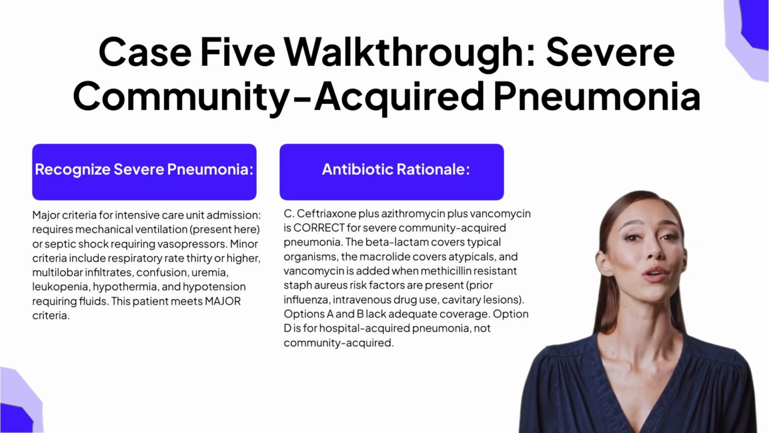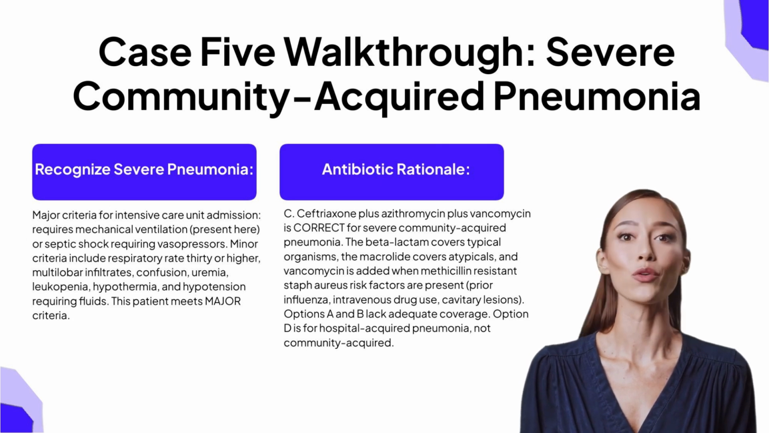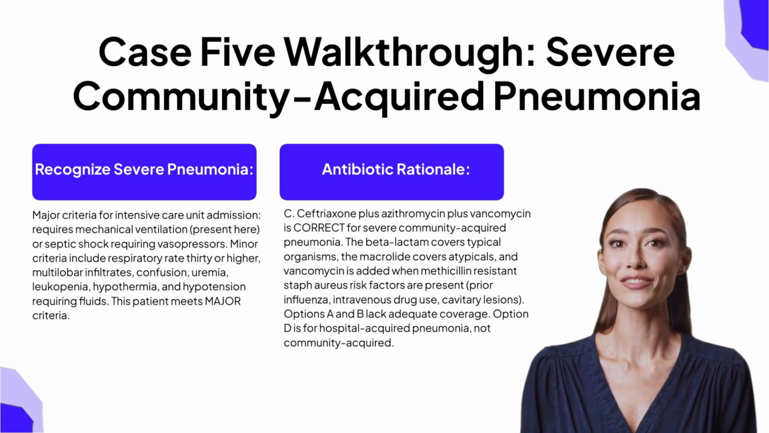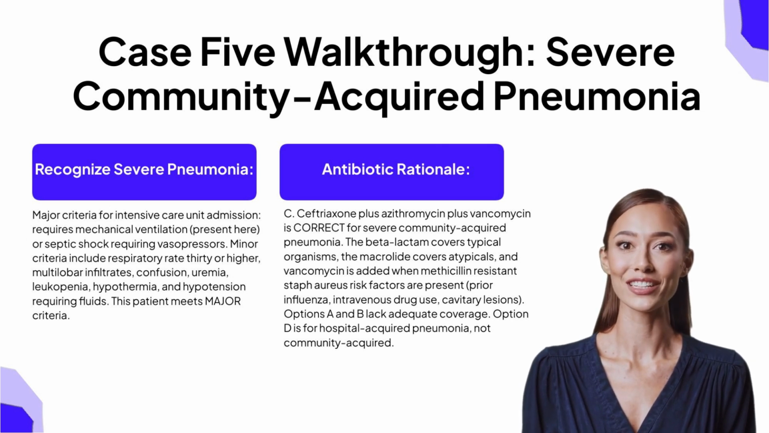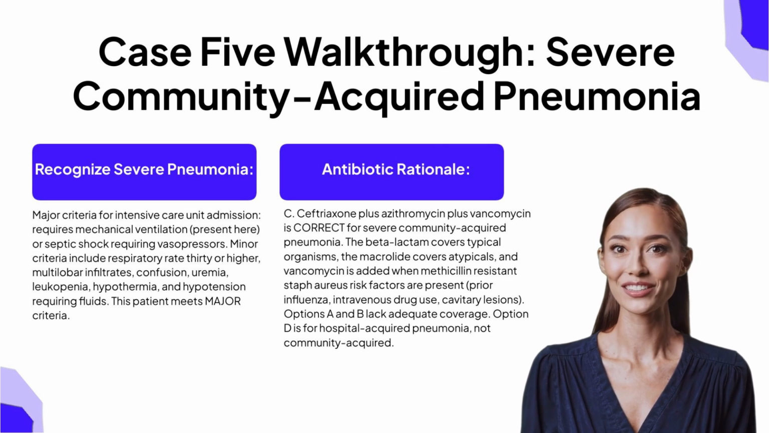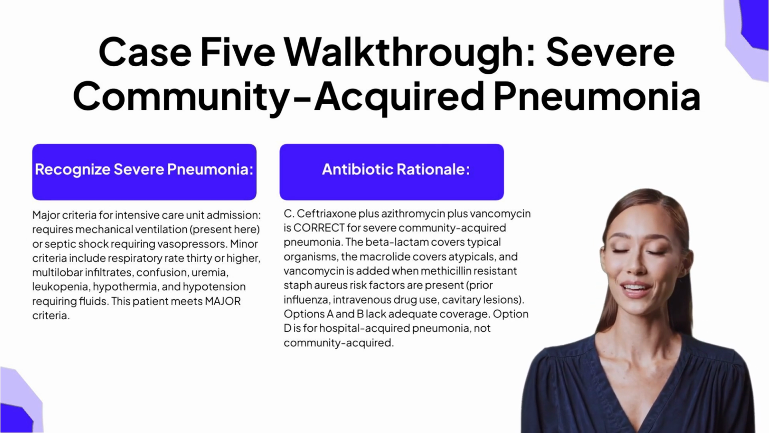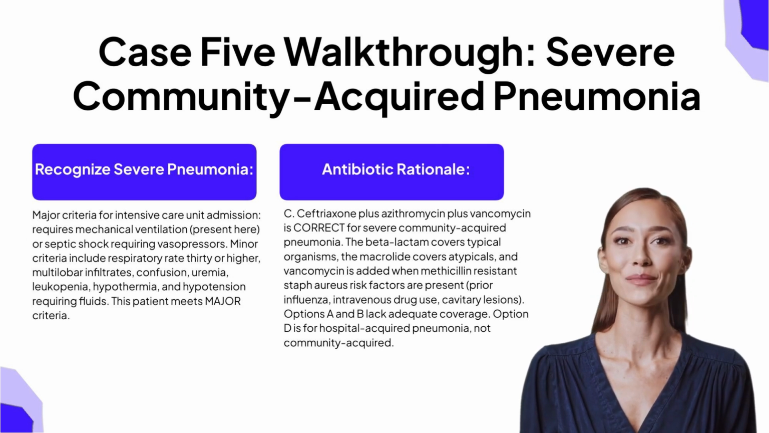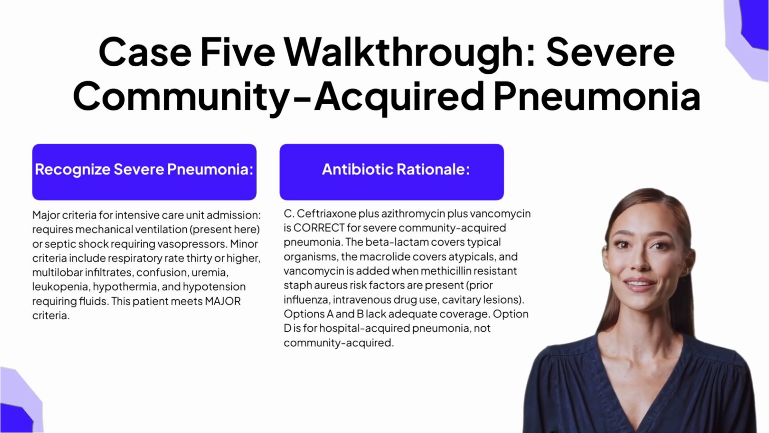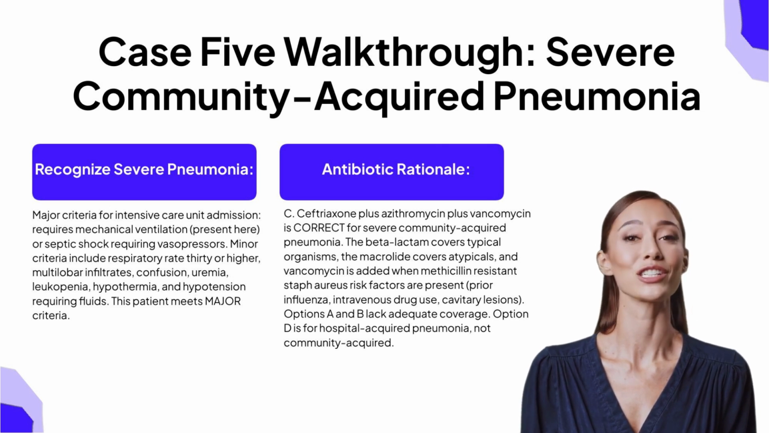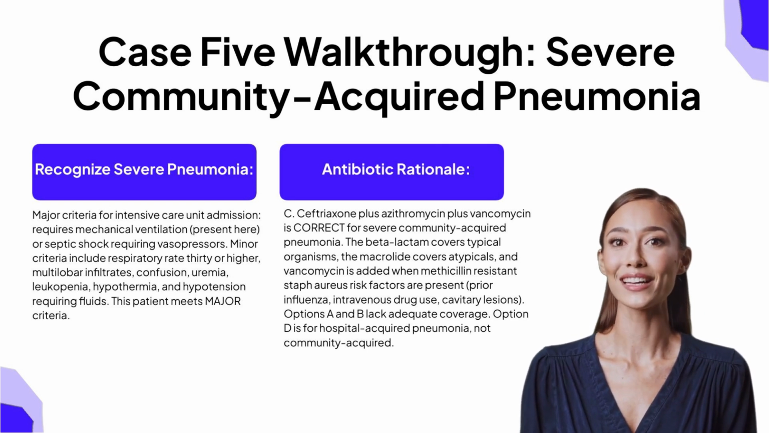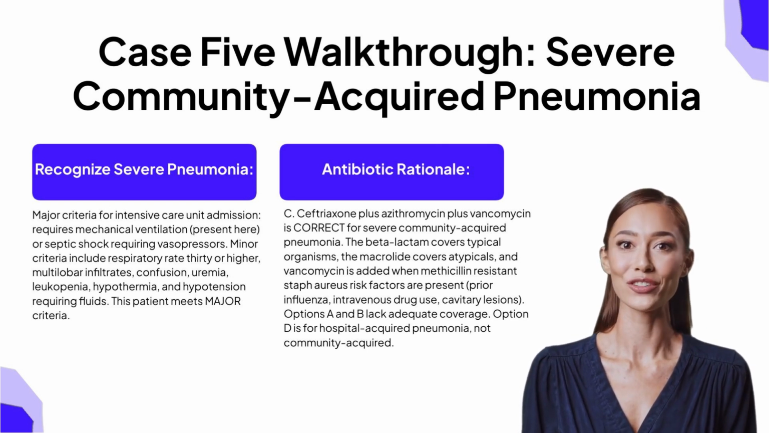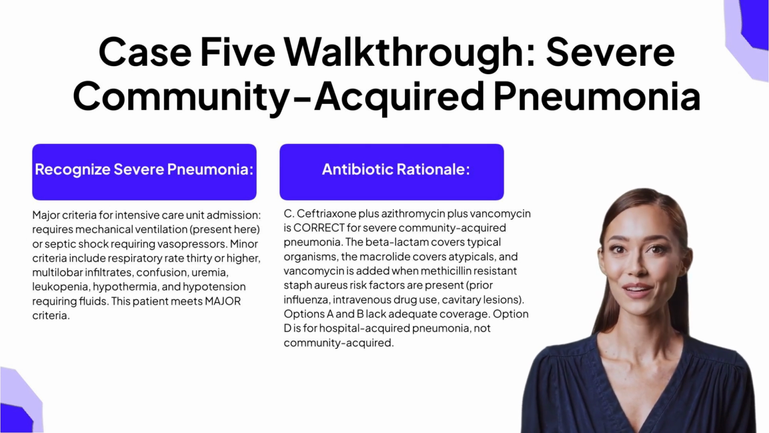For severe community-acquired pneumonia requiring intensive care, you need broad coverage. The correct answer is ceftriaxone plus azithromycin plus vancomycin. The beta-lactam covers typical organisms, the macrolide covers atypicals, and vancomycin is added for methicillin-resistant Staph aureus risk, which is indicated by his comorbidities and severity. Options A and B don't provide adequate coverage for this severity. Option D is a hospital-acquired pneumonia regimen with piperacillin-tazobactam, which is not the first choice for community-acquired pneumonia even when severe. Remember, for more in-depth content review, check out your First Aid, UWorld, and Board Review resources.